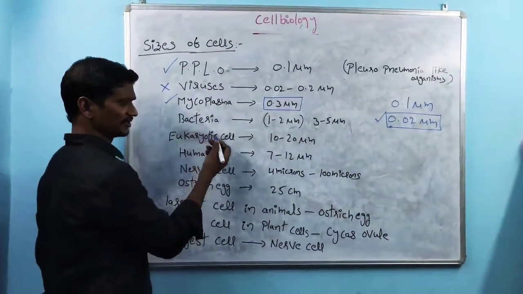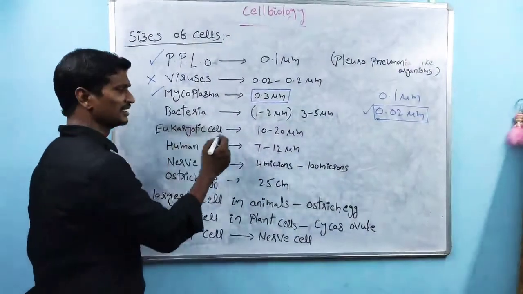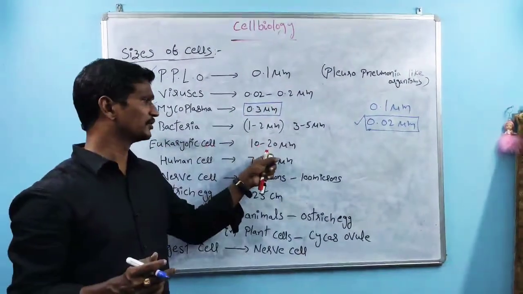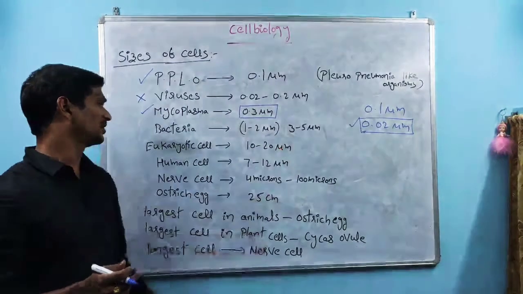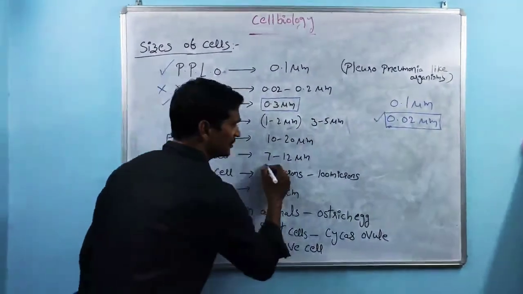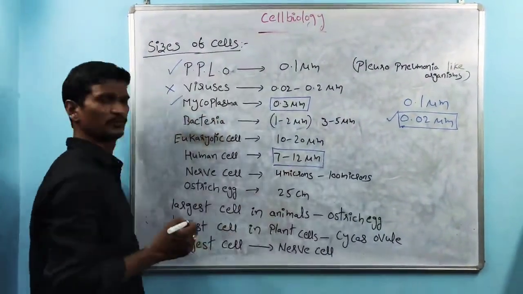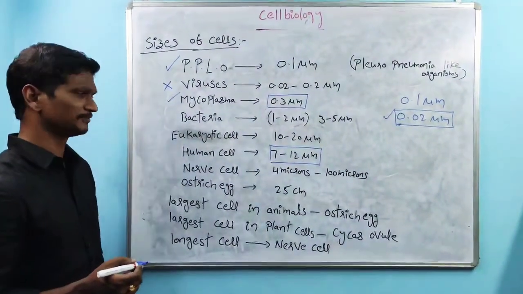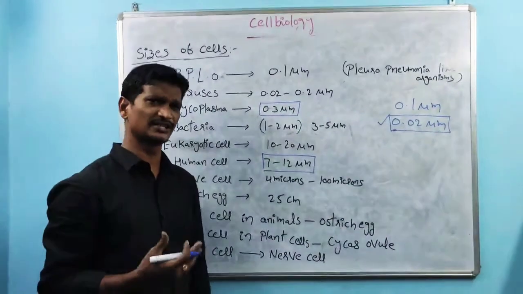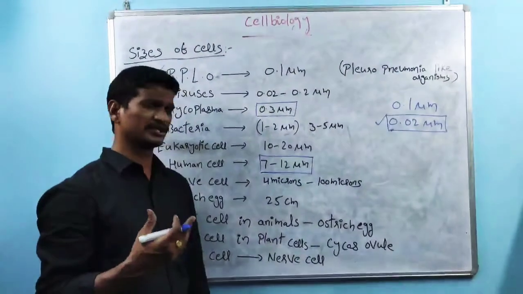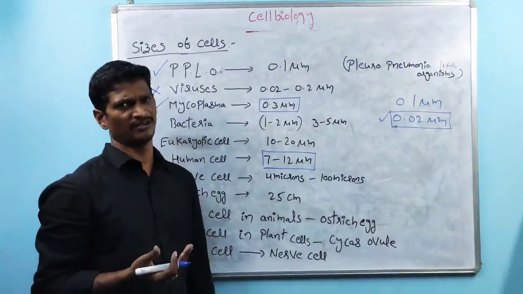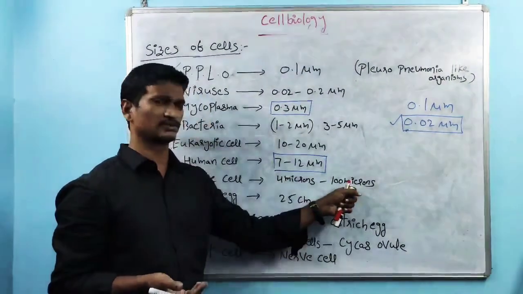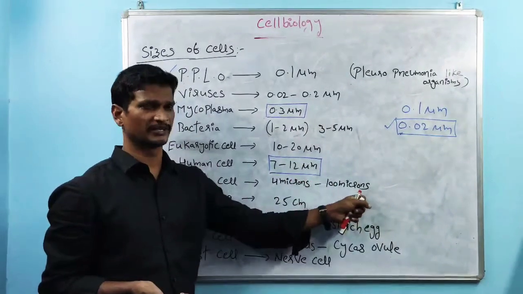The size of the eukaryotic cell is 10 to 20 micrometers. And the human cell size is 7 to 12 micrometers. Right? Nerve cell size varies. See, this is the longest cell on the earth, from 4 microns to 100 microns.